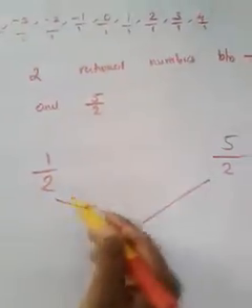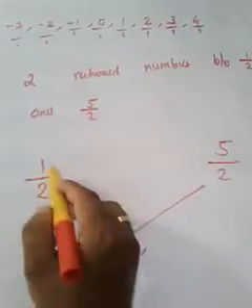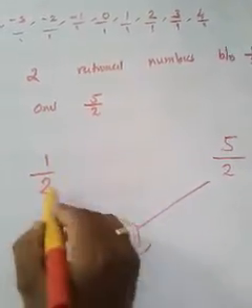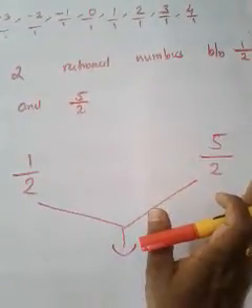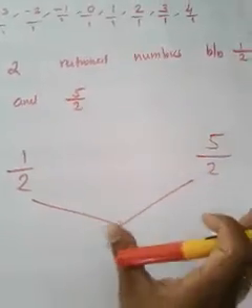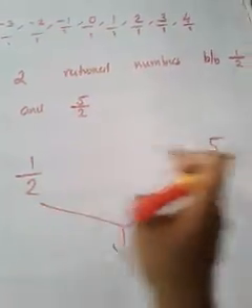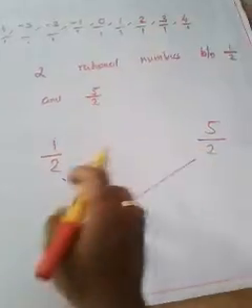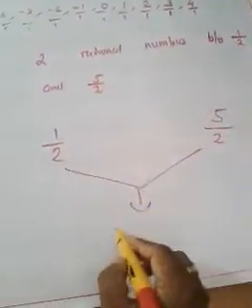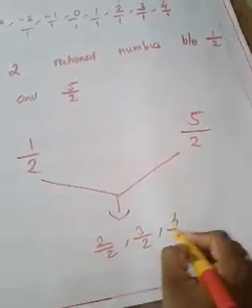How? It is 1 by 2, no? It is 5 by 2, no? Since both denominators are the same, don't think about the denominator now. Think about the numerators 1 and 5. Which are the numbers between 1 and 5? 2, 3, 4. Then you can write the rational numbers in between 1 by 2 and 5 by 2 as 2 by 2, then 3 by 2, then 4 by 2.